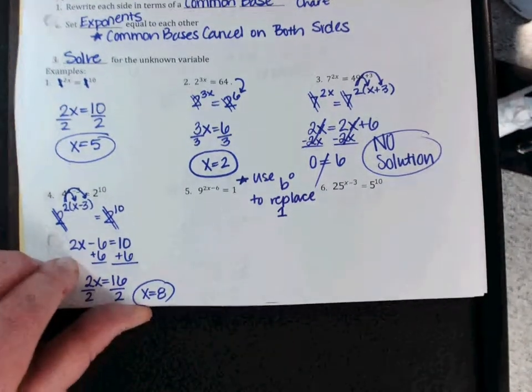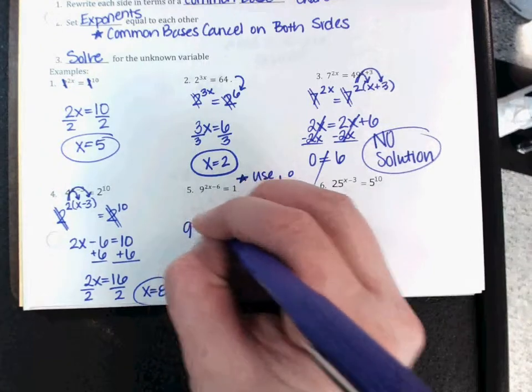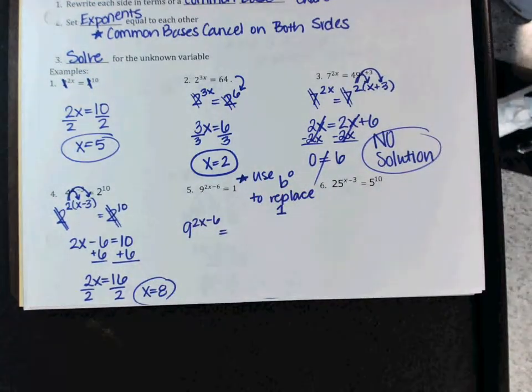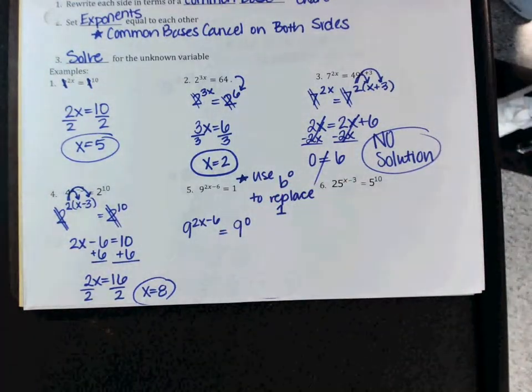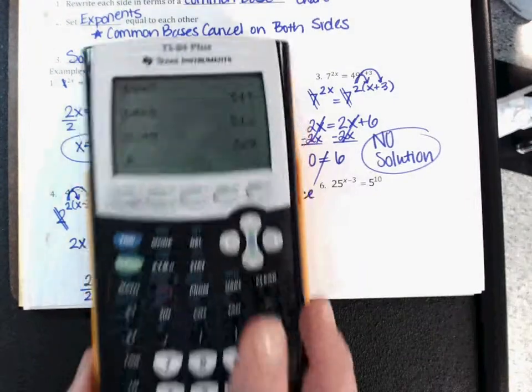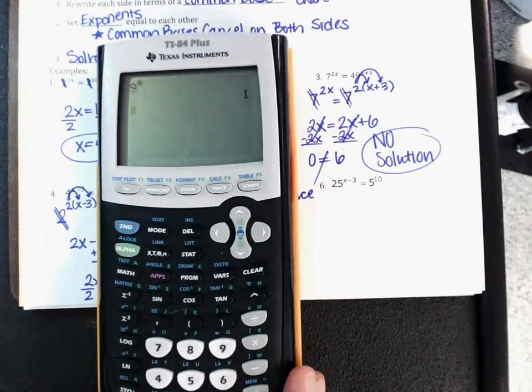So this is what I mean by that. On the one side, I'm going to keep it a 9 to the 2x minus 6. But on the other side, if I want a 1, I'm going to make it 9 to the 0. Now, if you don't believe me, I'll type it in for you. It doesn't matter what base you use. But 9 to the 0 is 1.